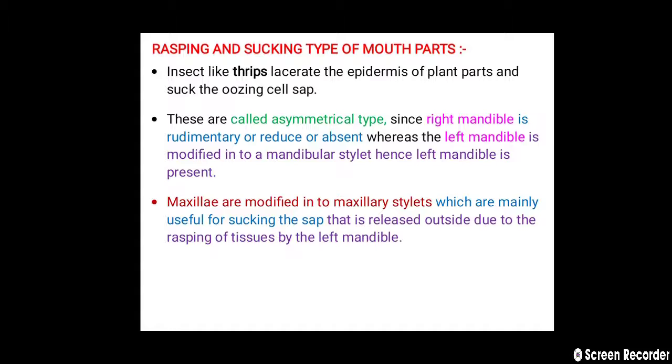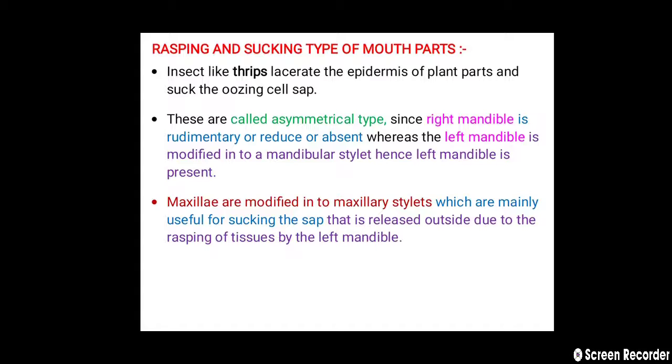So these are called the asymmetrical type, since the right mandible is rudimentary, reduced or absent. That's why it is called the asymmetrical type. Whereas the left mandible is modified into a mandibular stylet, hence the left mandible is present. The maxillae are modified into maxillary stylets, which are mainly useful for sucking the sap that is released outside due to the rasping of tissues by the left mandible.